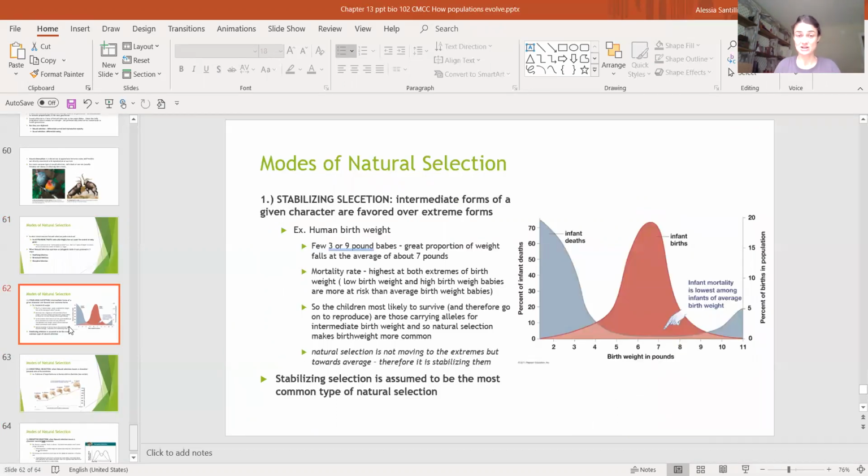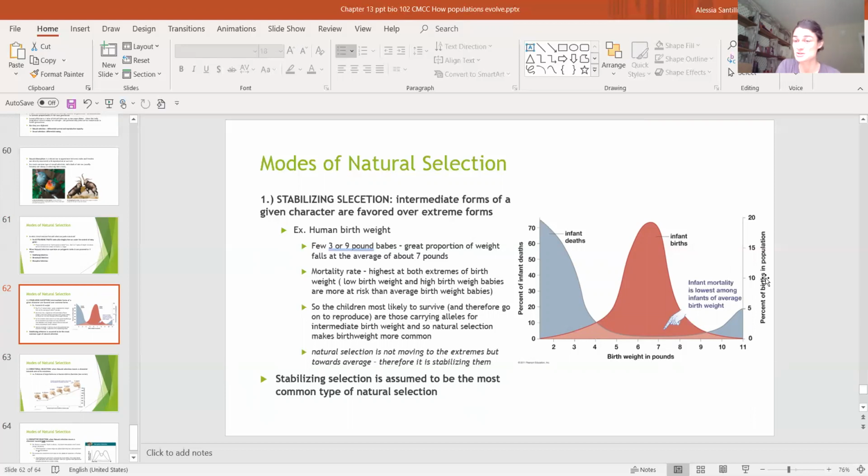Stabilizing selection is when the intermediate physical trait is the one that is preferred. For example, with human birth weights, newborn infants that are very, very light, less than 4 pounds, tend to not survive as much. You can see here the percent of infant deaths increases if a baby is less than 2 pounds. Look how high the percentage is, more than 70% of death, right?